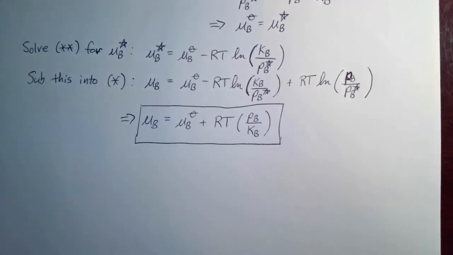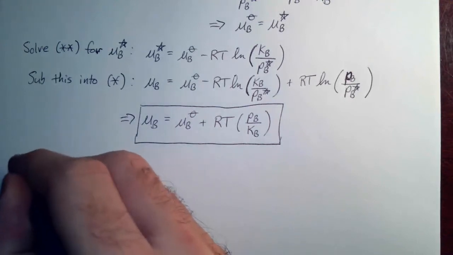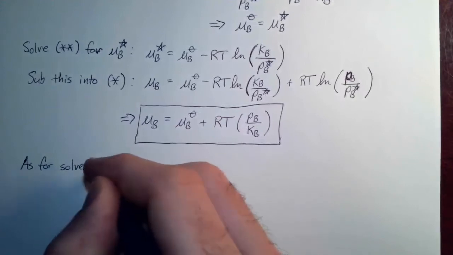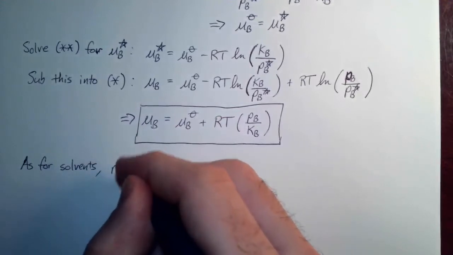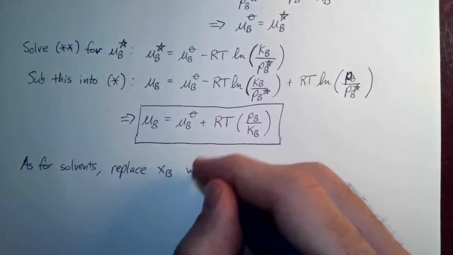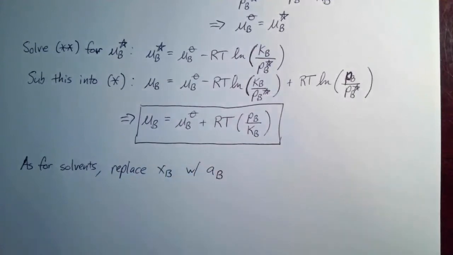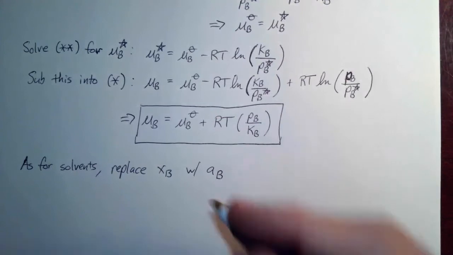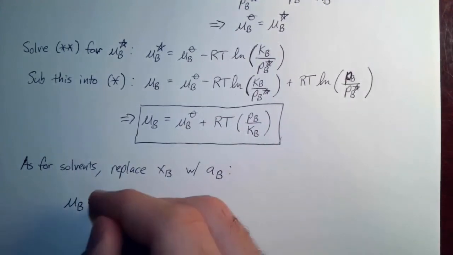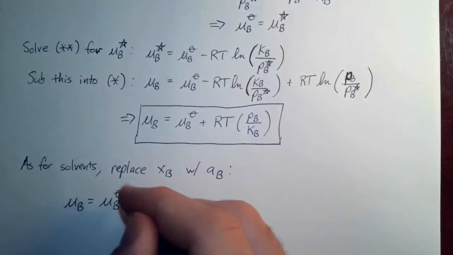And now the next step is, let's talk about a non-ideal solute. And we're going to do the same thing as we did with solvents. Okay, so as for solvents, we're going to replace the mole fraction with the activity, where now I'm doing this for the solute. Okay, and when we do that, we get this equation.